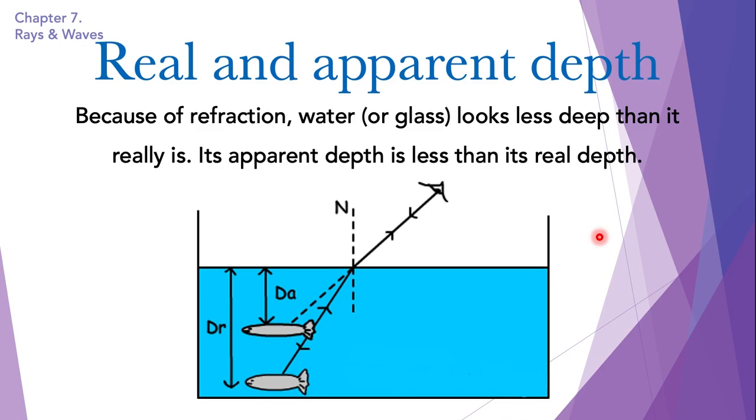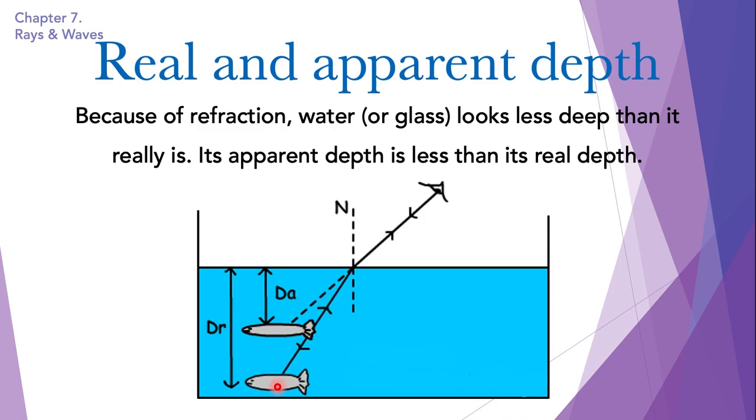So because of refraction, water or glass looks less deep than it really is. So we see an apparent depth. Its apparent depth is less than its real depth. Sometimes when we see through the water, we see a fish over here. We think that the fish is at this level, whereas the fish actually is at this level. So we see the apparent depth, of course, we don't see the real depth. So the apparent depth is less than its real depth.